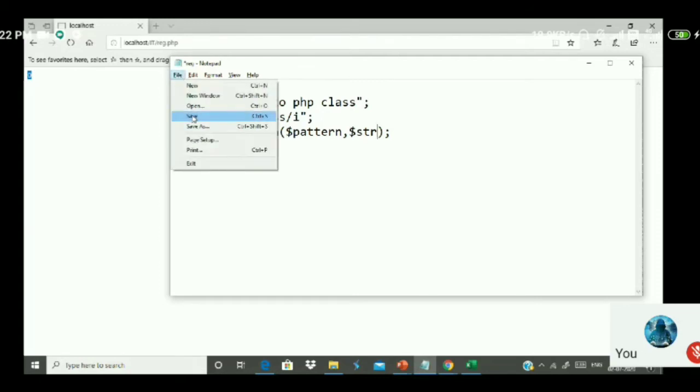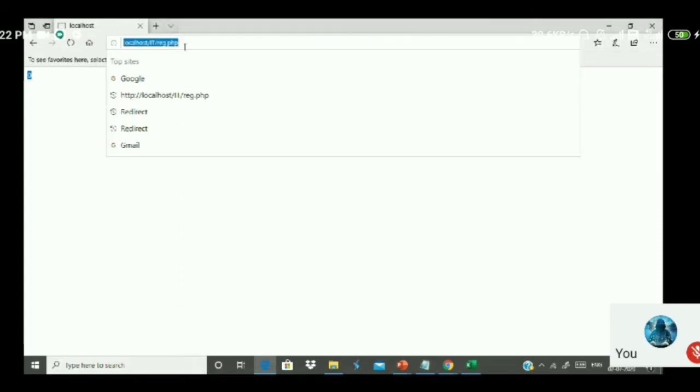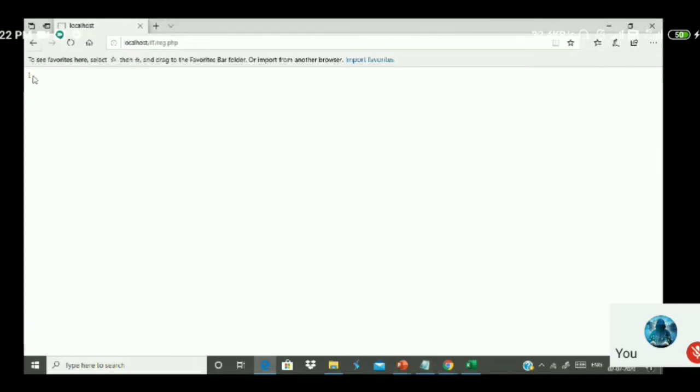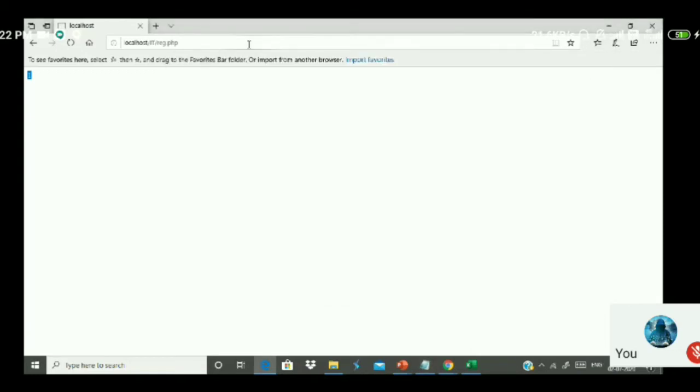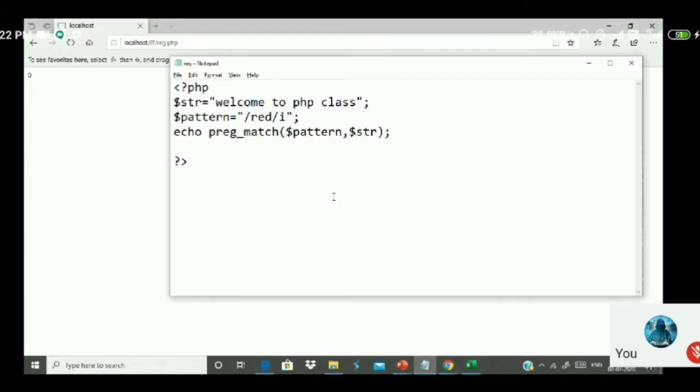So I run this one. I will get a match. Of course class exists in my pattern, so there is a match here. I return a value of 1. Suppose I type a pattern which does not exist in my sentence. Is there any pattern called red? Red does not exist. So I'll search here, and in this case I will get a value of 0 here. There is not any match, as red does not exist in my pattern. So I will get 0 over here.